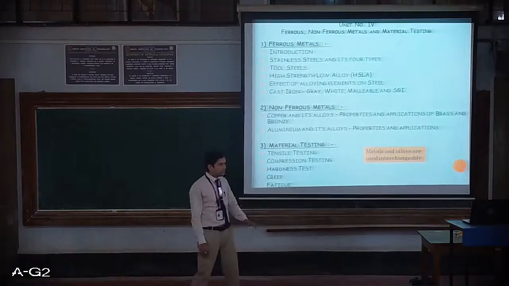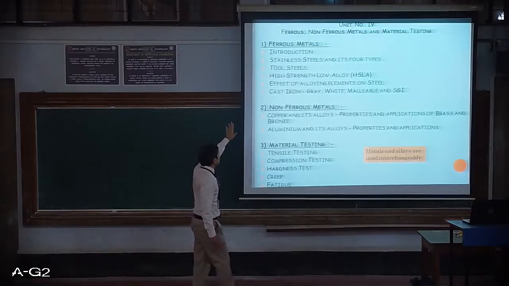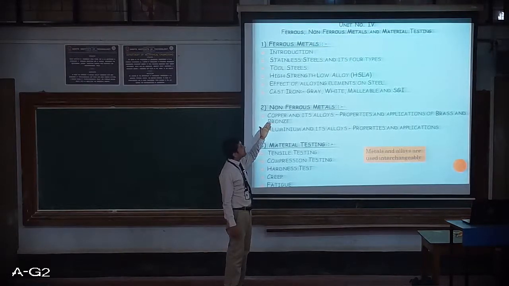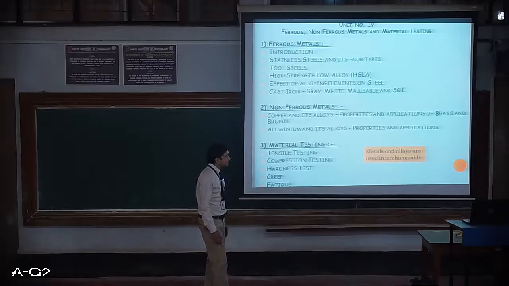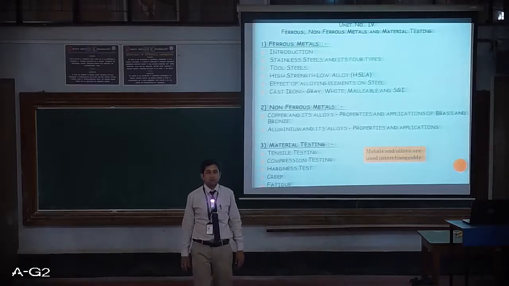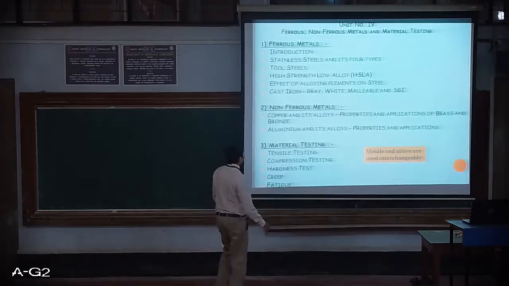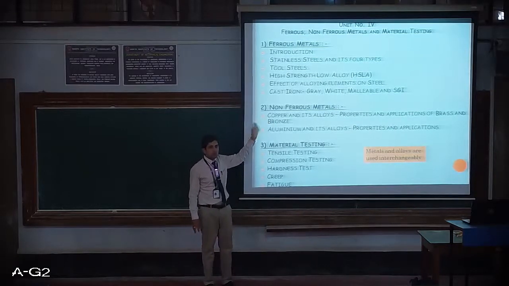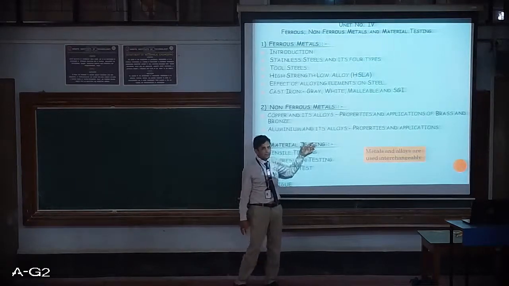Coming to the chapter, unit number 4, we have 3 subdivisions. Under ferrous metals, we will be learning about stainless steel and its types, tool steels and its types, high strength low alloy steels, and the effect of alloying elements on the properties of steels. We will also learn about one more important type of ferrous metal, cast iron, and its various types. Then coming to the non-ferrous metals, we will concentrate only on 2: copper and aluminium. We will discuss their properties, types and applications in each case.